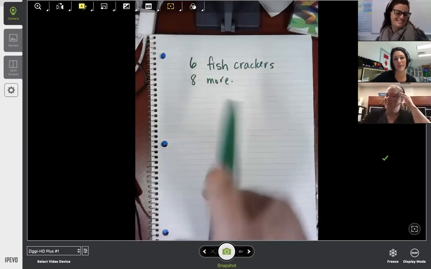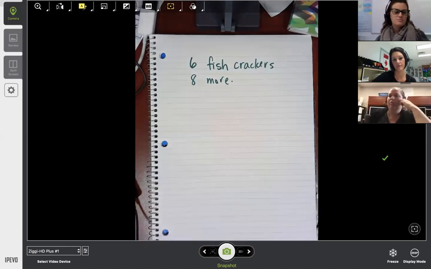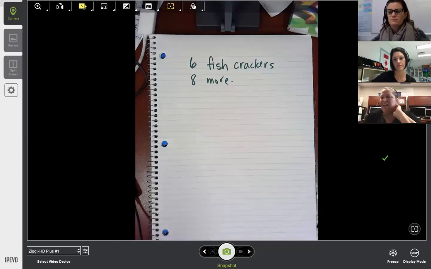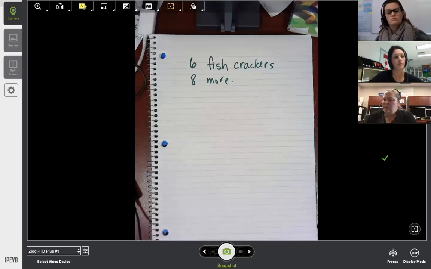Anyway, okay, back to the fish cracker problem. We purposefully put the 6 first so that we could see if children would switch them around. In this particular case, it doesn't make that much difference whether you count on from 6 or from 8. They're both similar size, but with some number combinations it would be considerably more efficient to start with the bigger number. For example, if you only had 3 fish crackers in the beginning, starting with the 8 would be a lot less work. So you have 6 fish crackers and I give you 8 more.